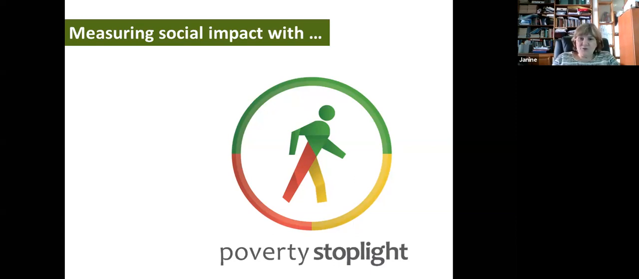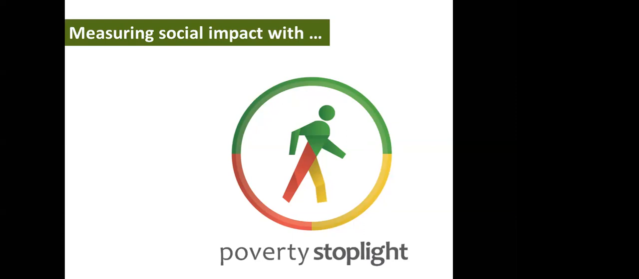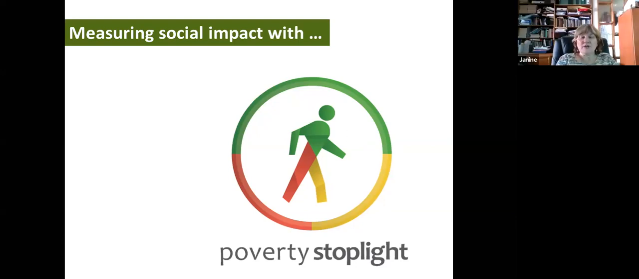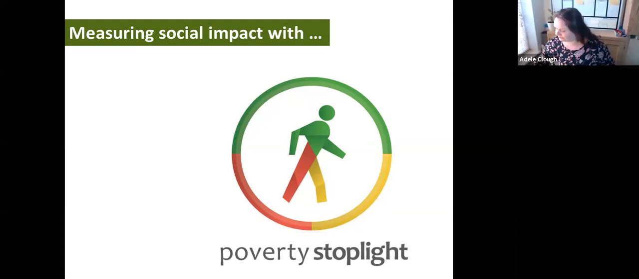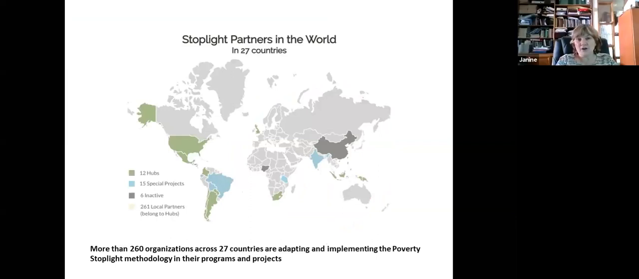So I'll just whiz you through some slides. It has been originally called the Poverty Stoplight. Internationally, it's known as Poverty Stoplight. It's a social impact measuring tool. But we in South Africa, because we love ABCD so much and we love to focus on people's strengths, have decided to call it the Greenlight. And just to give you an idea of where it's operating in the world, there are 27 countries altogether that are using this tool. It originally was designed in Paraguay.